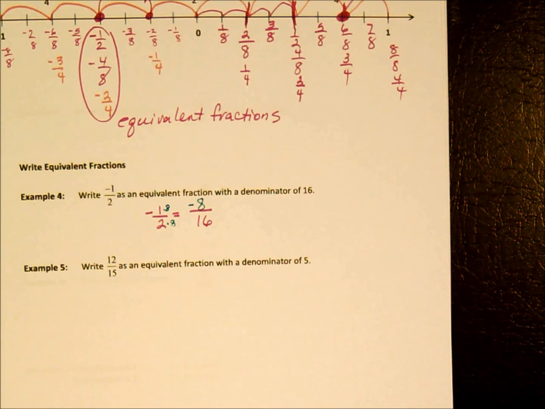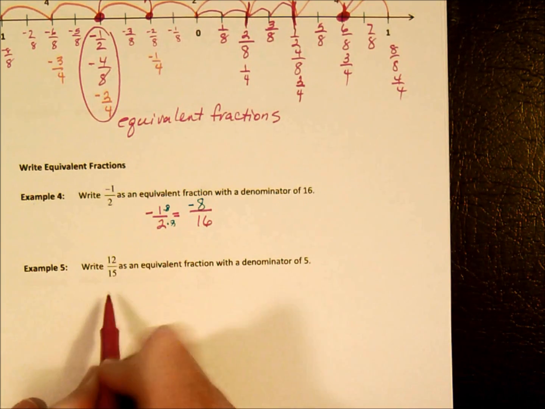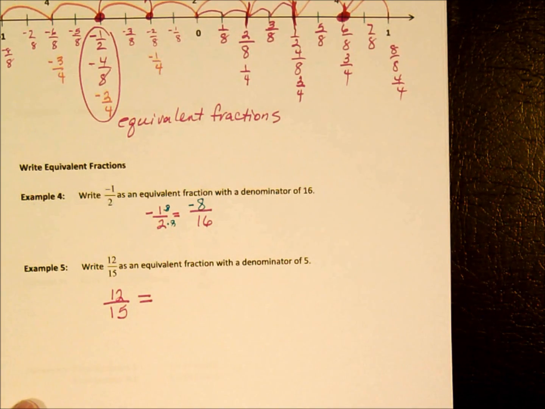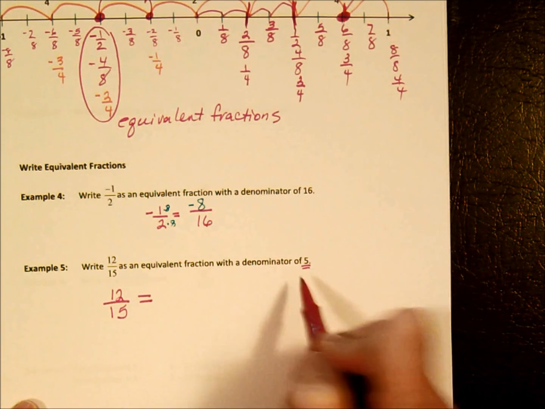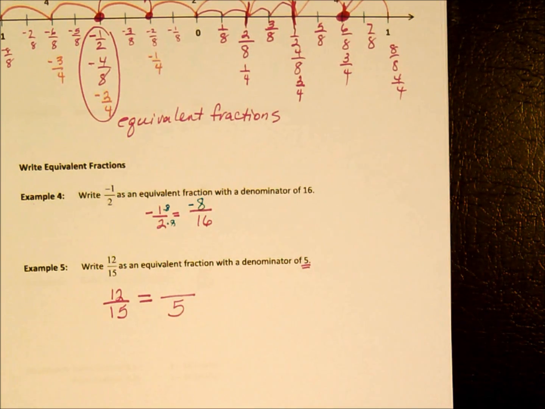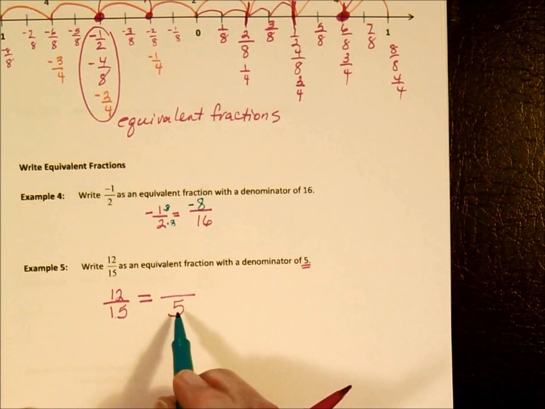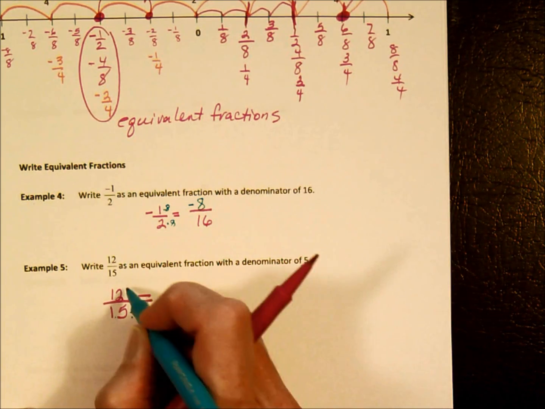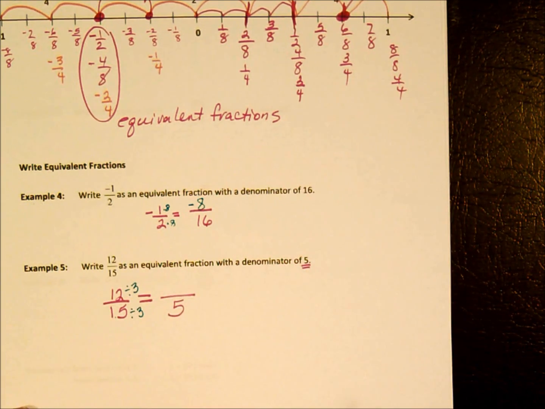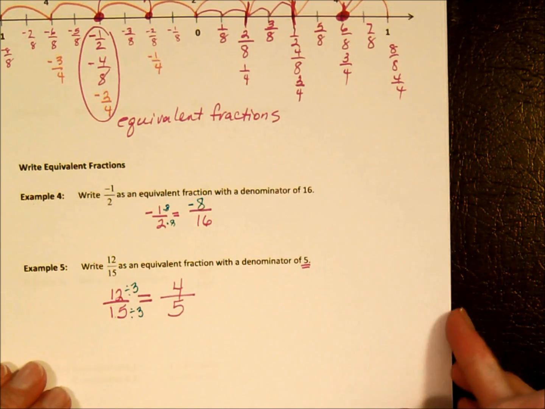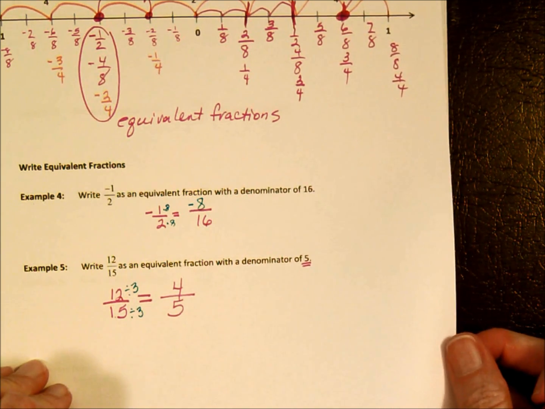We can go in the other direction also. I want to take 12/15 and I want to write it as an equivalent fraction whose denominator is 5. So I'm going to put my 5 there and say, what do I do to 15 to get 5? I divide by 3. Therefore, you have to do the same thing in the numerator, and that gives you 4/5 as an equivalent fraction to 12/15.